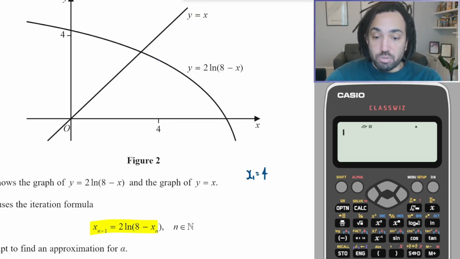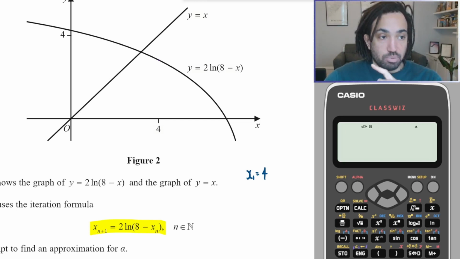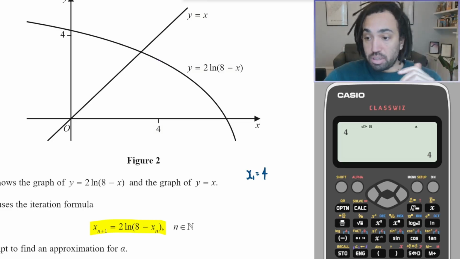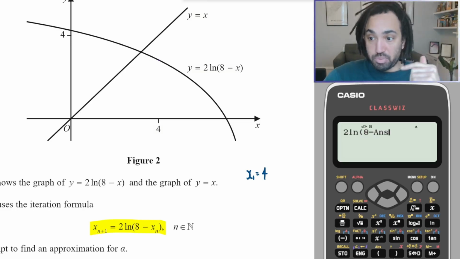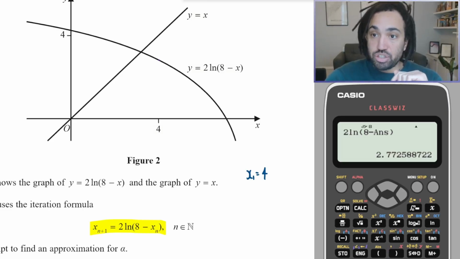This is the iterative formula that we're going to use. So if you need to do this just using your calculator, what you would do is you would type in 4 equals, and that tells you that the first answer is 4. And then we're going to use the formula, which is 2 ln(8 minus the previous answer), which we can use the answer button for, and we can press equals. So that tells me that x2 is 2.77.